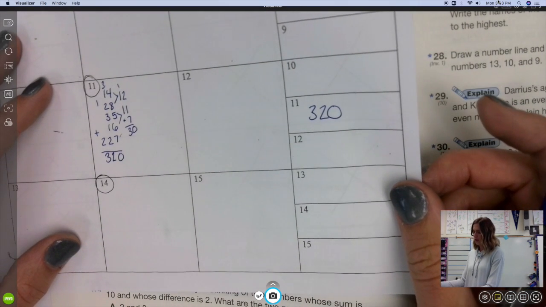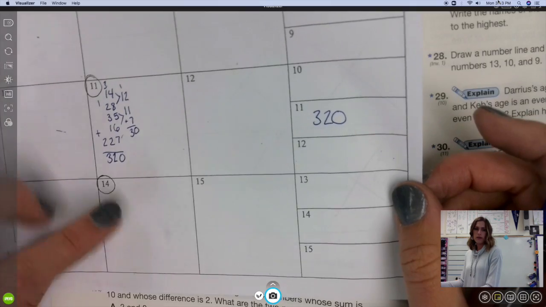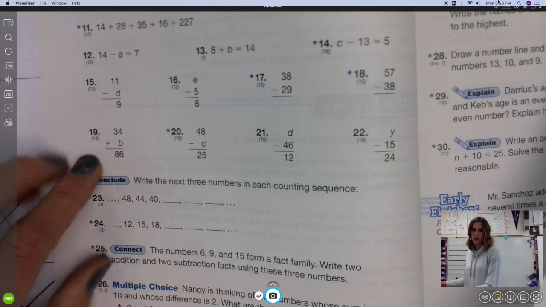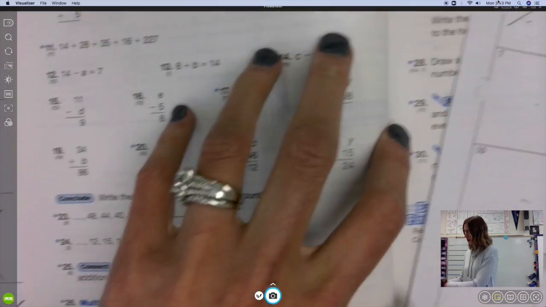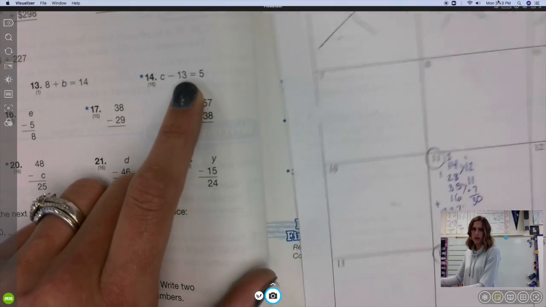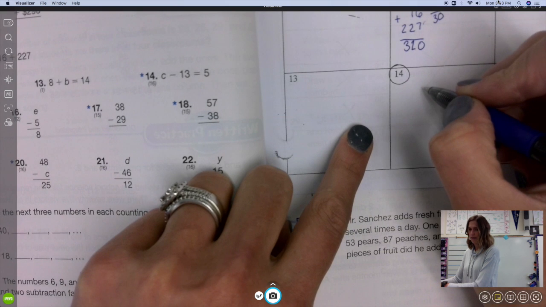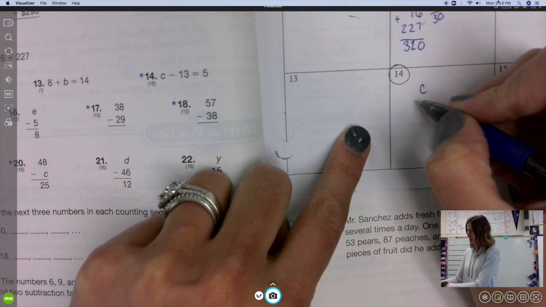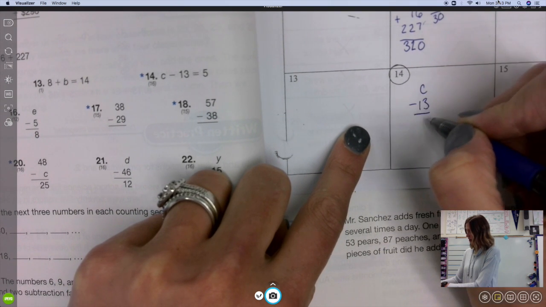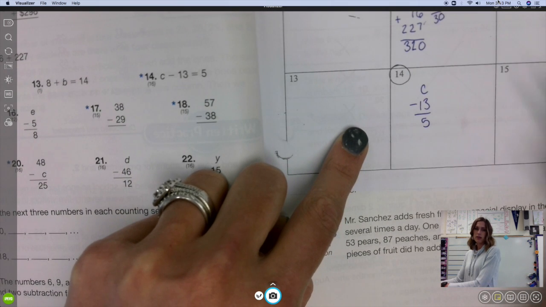No label for that one. Let's go on to number 14. 14 says C minus 13 equals 5. I like to write that vertically. I think it's easier. C minus 13 equals 5. Missing number in a subtraction sentence.